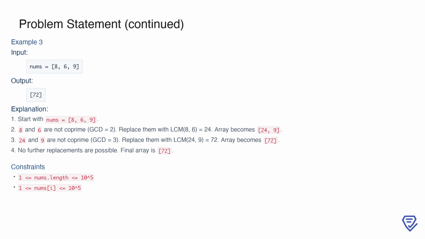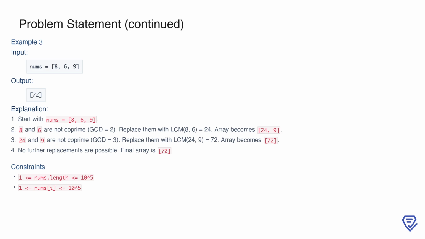In the third example, the array starts as 8, 6, 9. The first pair, 8 and 6, are not coprime since their GCD is 2. We replace them with their LCM, which is 24, resulting in 24, 9. Next, 24 and 9 are also not coprime because their GCD is 3. Replacing them with their LCM of 72 gives the array 72. Since there is only one element left, no further replacements are possible, and the final result is 72. This example demonstrates how a series of replacements can condense the array into a single value when all elements are not coprime.